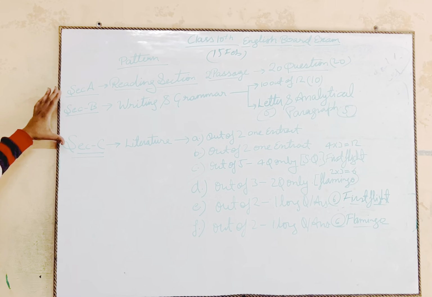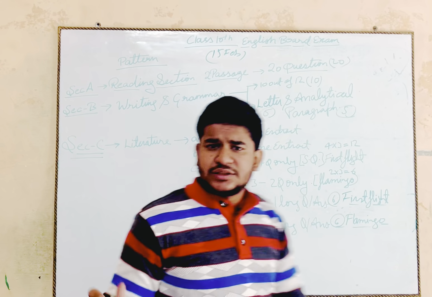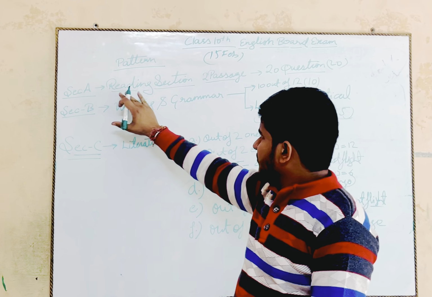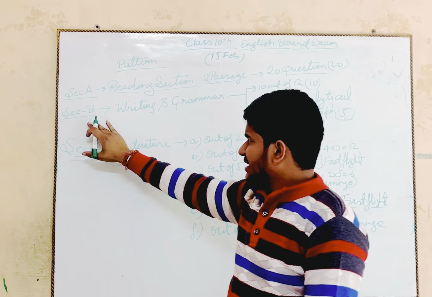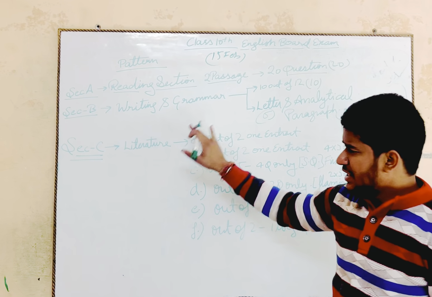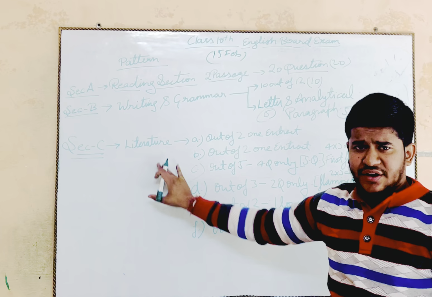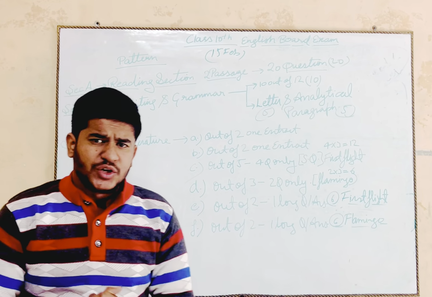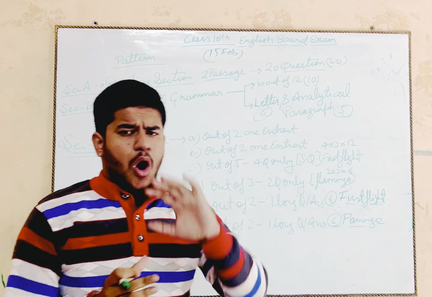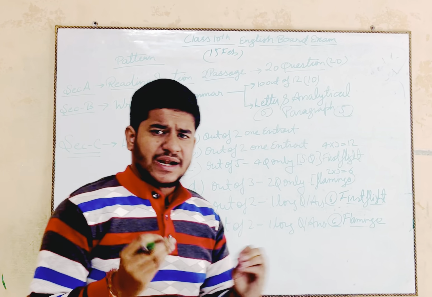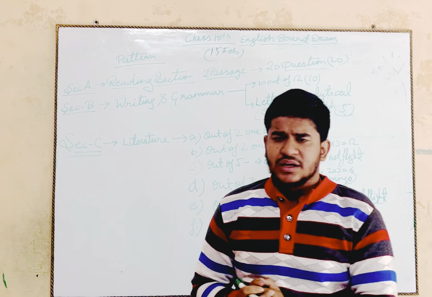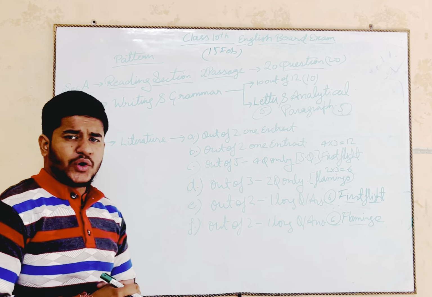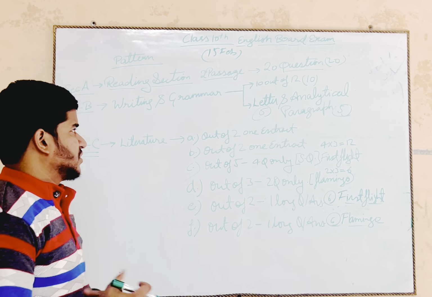The pattern basically consists of 3 sections: section A, section B and section C. Section A will consist of the reading section, section B will consist of the writing and grammar section, and section C will consist of literature. Now we will go into detail of each section. I promise you in this video you will get all the necessary things that are needed for solving the English board exam. So now we will go into detail in each section.